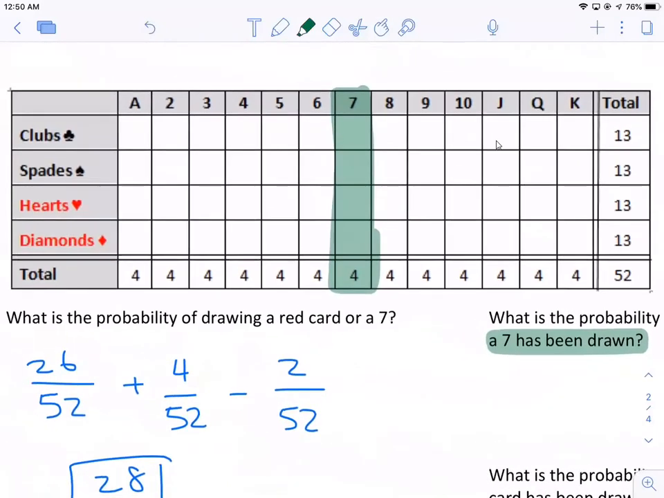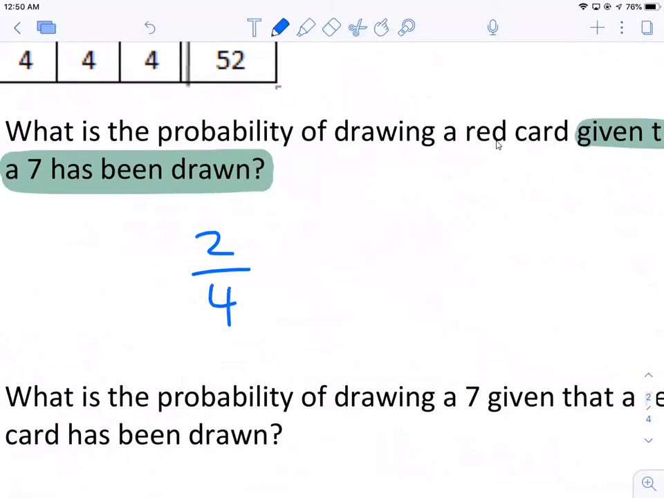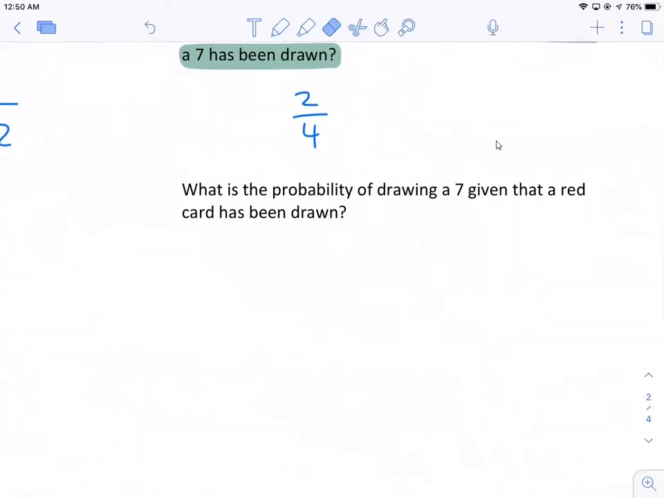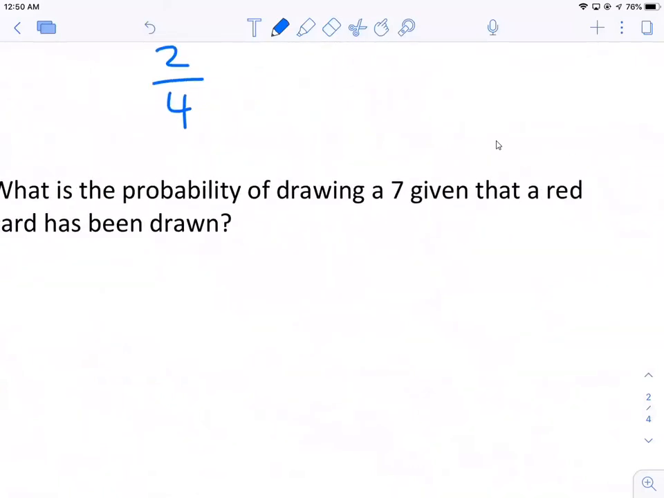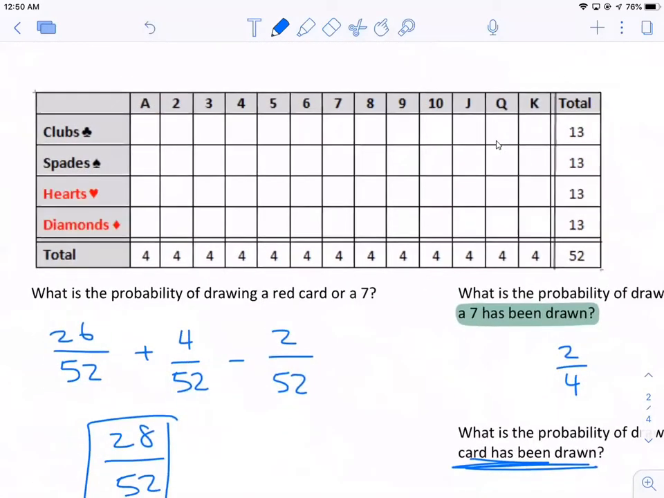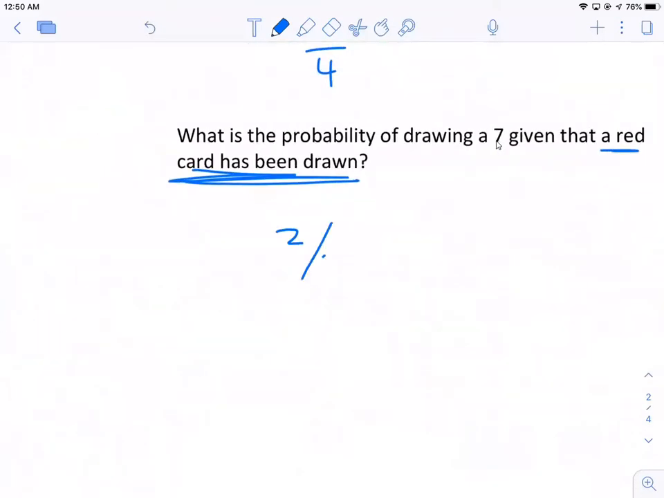If we got a 7, 2 of those 7s are going to be red. So 2 out of the 4 total. If you drew a 7, there's a 50% chance of it being red. So that's 2 out of 4. Hopefully that makes sense. If we switch the condition around, what's the probability of drawing a 7 given that a red card has been drawn? Our condition now is that we already got a red card. That means we could have gotten any one of these 26 red cards. How many of those 26 red cards are 7s? Just 2 of them. So 2 out of 26.